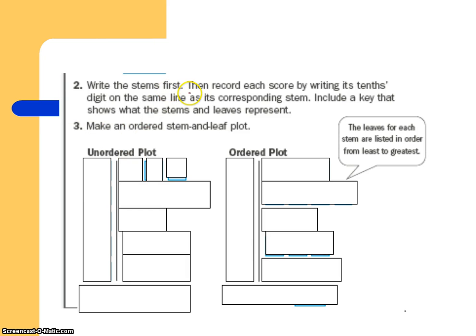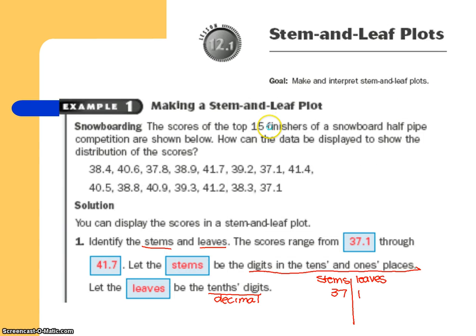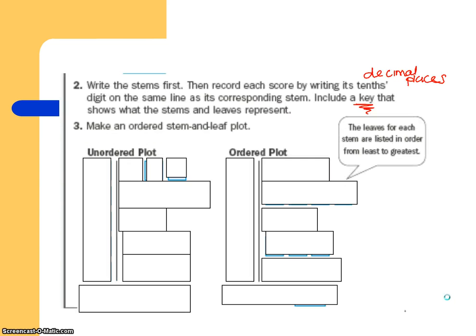We always write the stems first, then record each score by writing its tenths digit, again your decimal places, on the same line as its corresponding stem. Include a key. You always have to include a key that shows what the stem and leaves represent, because going back here, this could be 37.1 or it could be 371. That's why you need a key to identify that there's a decimal point there.